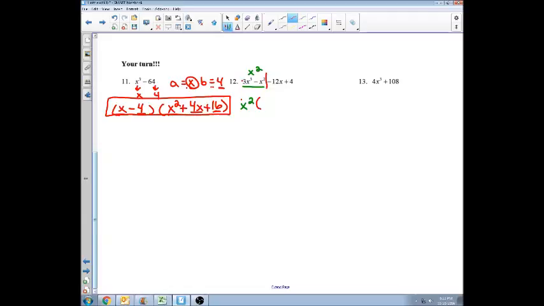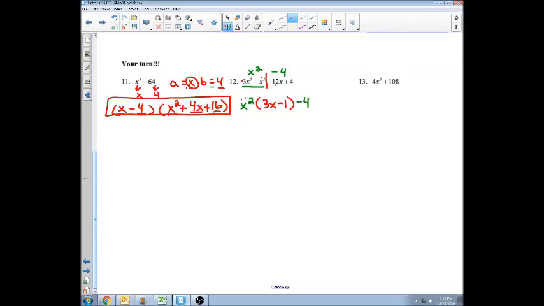3x to the third divided by x squared is going to get me 3x. Negative x squared divided by x squared is going to get me negative 1. Okay? Then I have negative 12x plus 4. I want my x to be positive, so I need to make my GCF negative. 12 and 4 are both divisible by 4, so my next GCF will be negative 4.